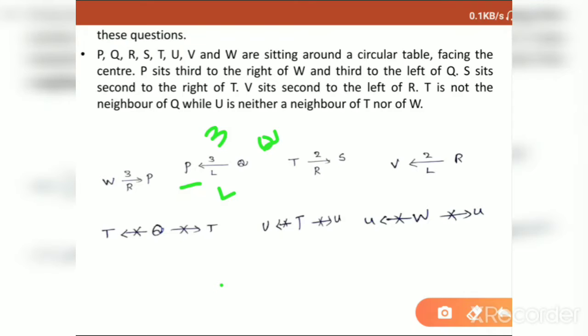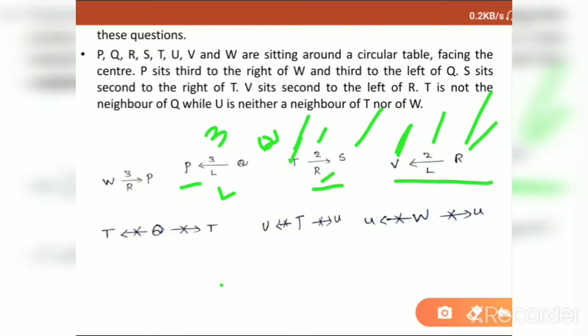Next, S sits second to the right of T. Next, V sits second to the left of R. You have to observe the arrow direction. See, in this figure, right side is R, left side is V. In this representation, right side is S, left side is T. Like that. Next, T is not the neighbor of Q.